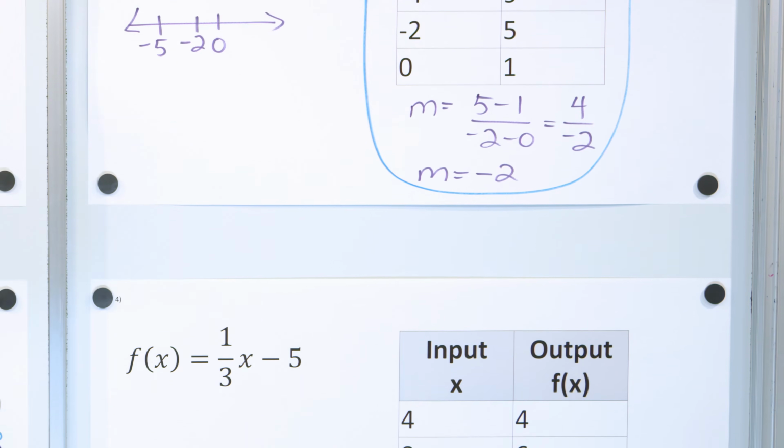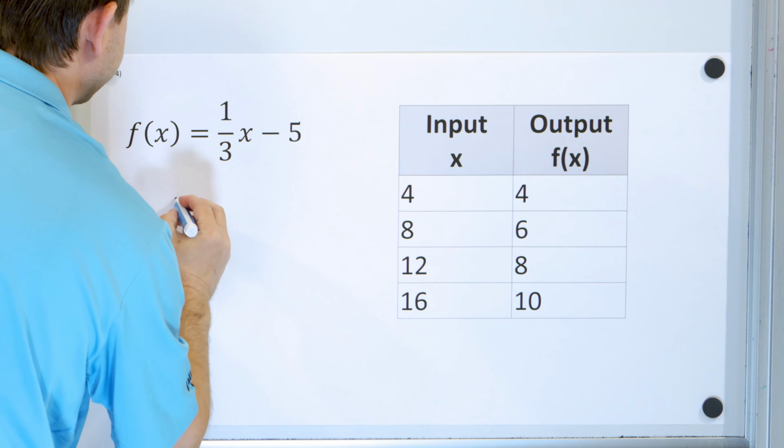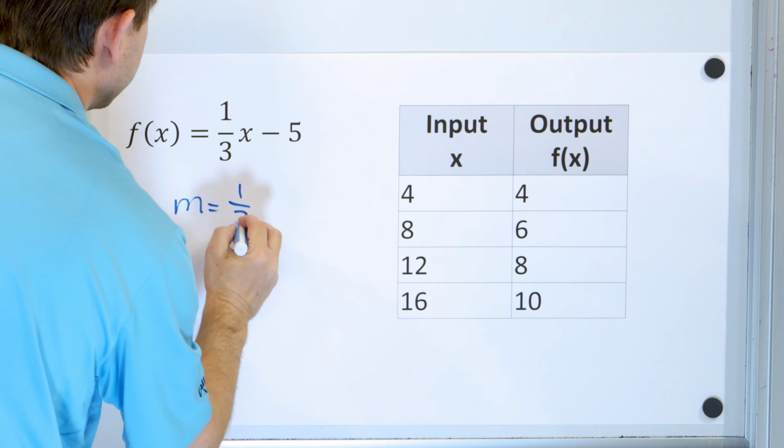All right, and believe it or not, this is our very last problem. What is the rate of change of this function, mx plus b? The rate of change, or the slope, is 1/3, right?